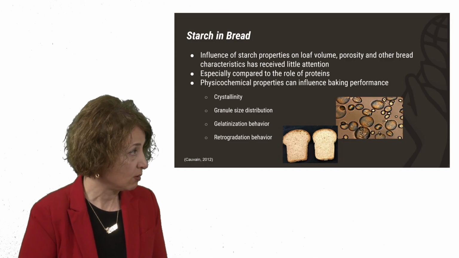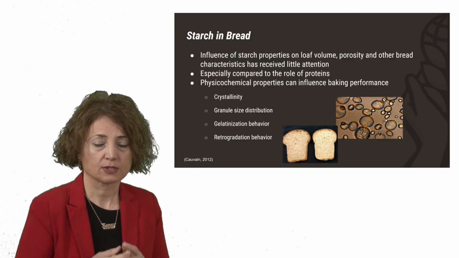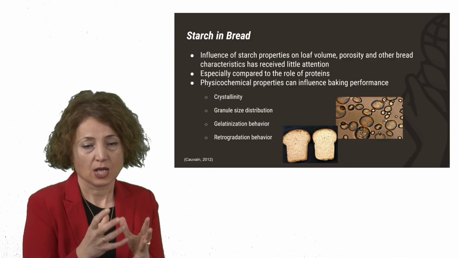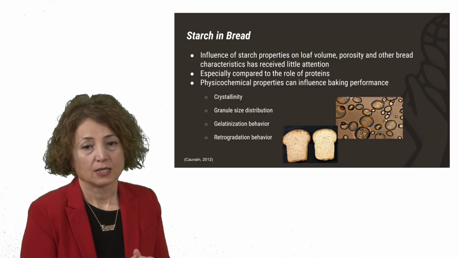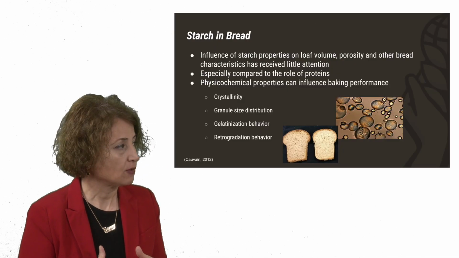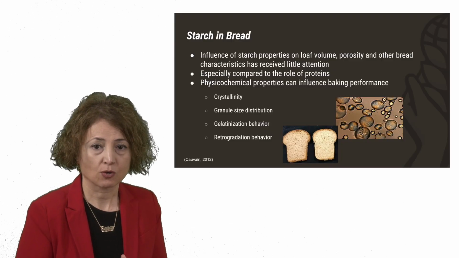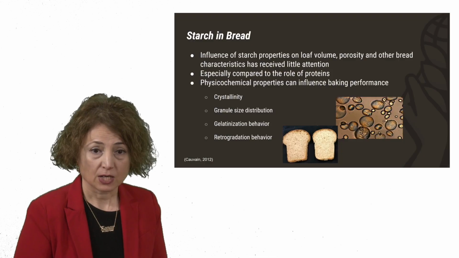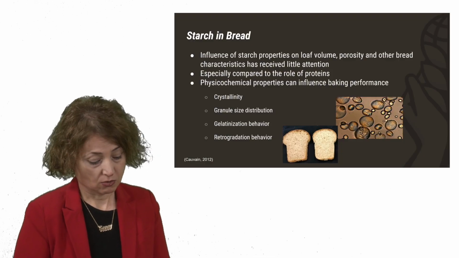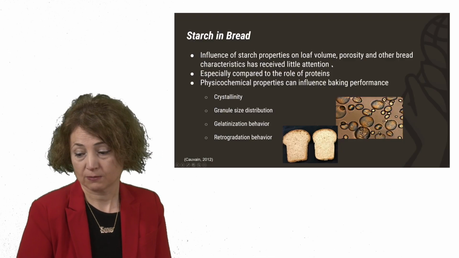But we know that physicochemical properties, the size of granules, how many A or B granules we have, and how they are going to behave, how much water they will absorb, will all be impacted by starch chemistry, which is also controlled by the genetics of the wheat varieties.